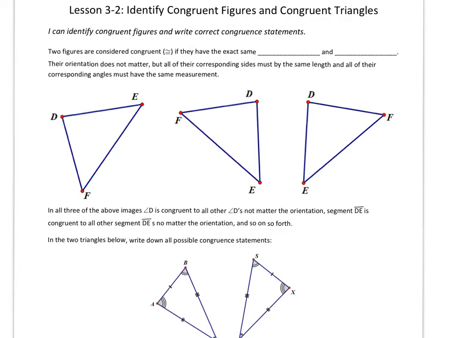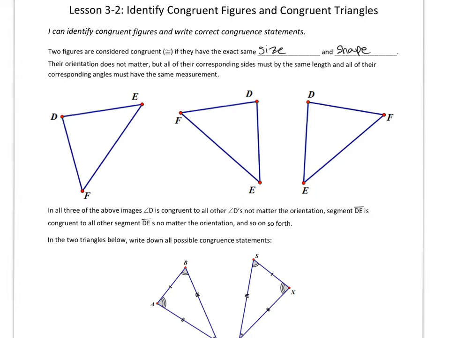We say that two figures are congruent if they have the exact same size and shape. Their orientation does not matter, but all of their corresponding sides must be the same length and all their corresponding angles must have the same measurement.